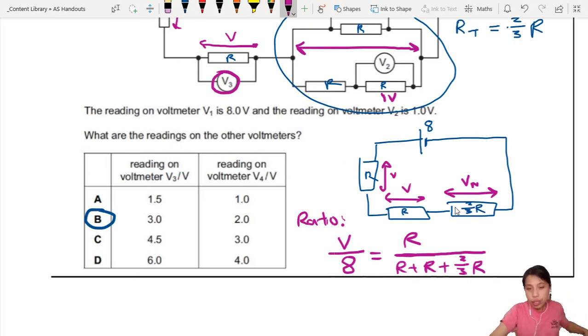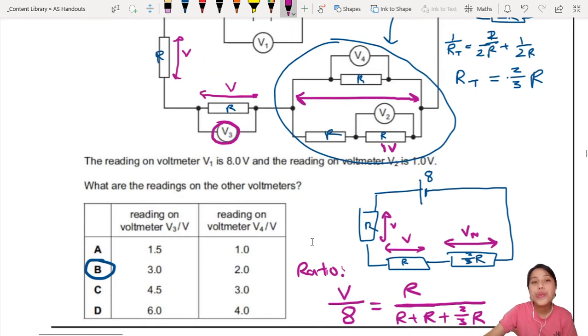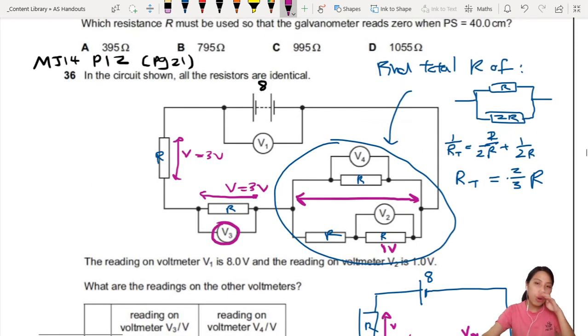Okay. So if you do that, what you get for V? You plug your calculator, the R's will cancel out. And you will get V equals to 3. So that means you have a 3 volt drop. Here also 3 volt drop. Means the whole big thing here will have how many? 8 minus 3 minus 3. 2 volt drop.